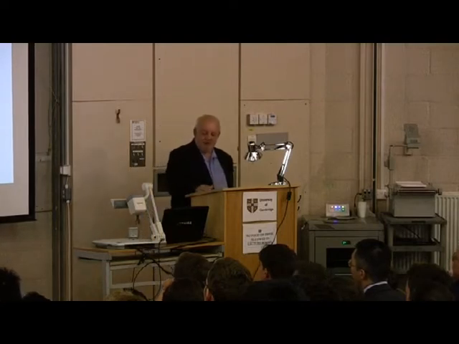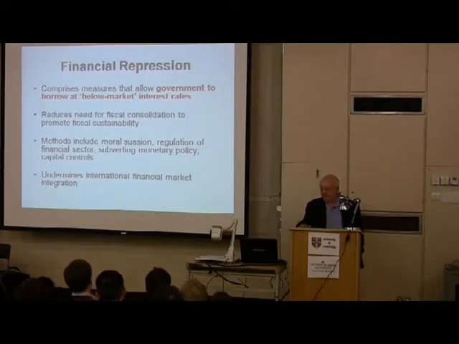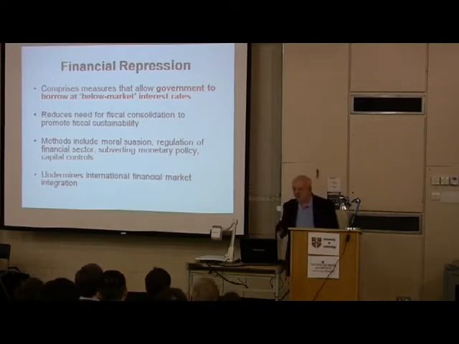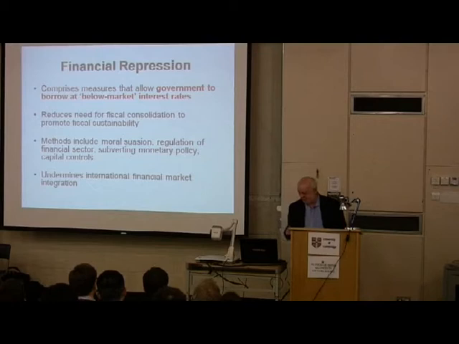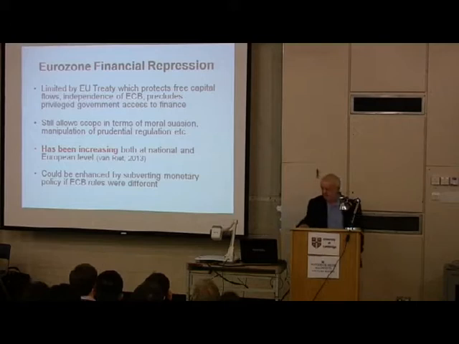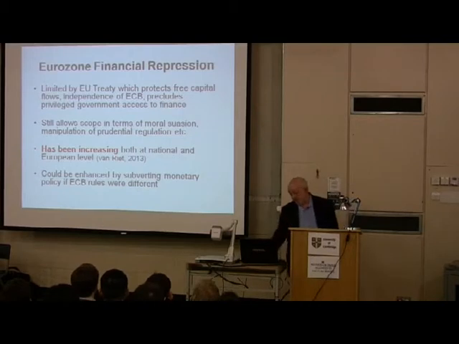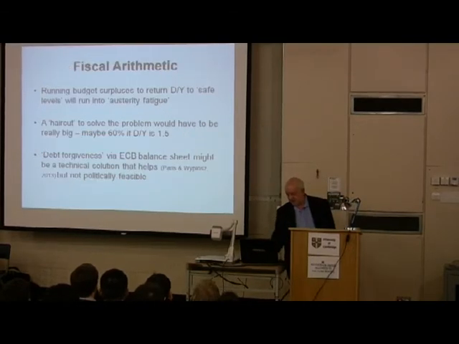Financial repression, as I've defined it earlier, reduces the need for fiscal consolidation. Capital controls are very helpful. Subverting monetary policy is very helpful. But you can also get at it to some extent by regulations which encourage your banks and citizens to hold your own bonds, and by various forms of moral persuasion. Eurozone financial repression is restricted, but not by any means completely precluded. A different sort of ECB might collude more than it has in subverting monetary policy.